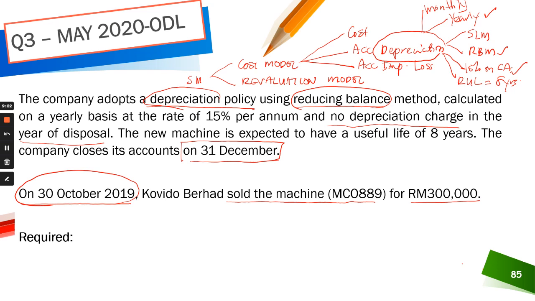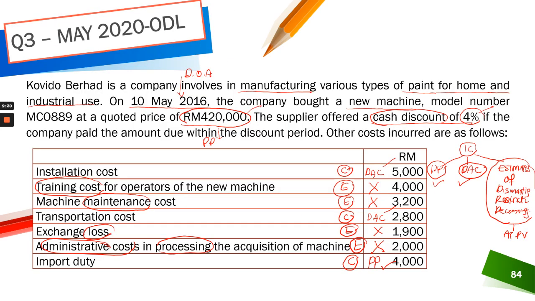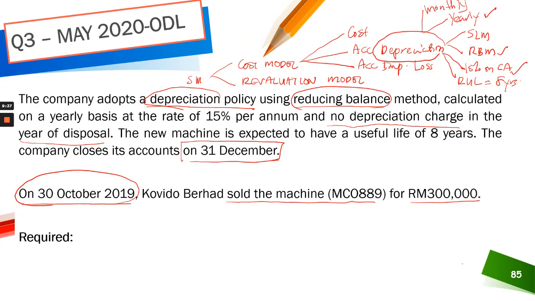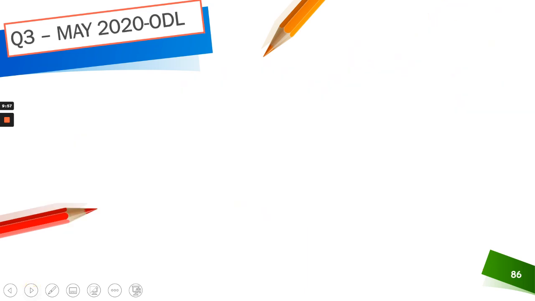So if you can recall the information given there, the purchase was made on 10th of May, and after a few years, it is being de-recognized. The word de-recognize refers to the item being disposed of. Let's look at the requirement.